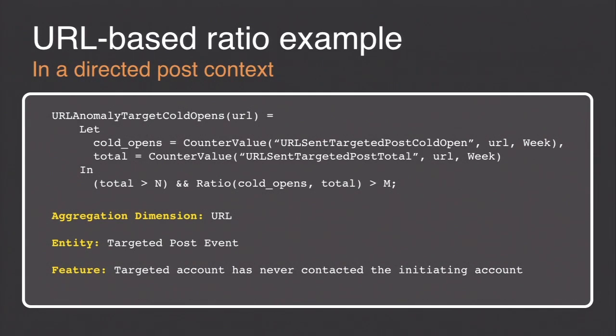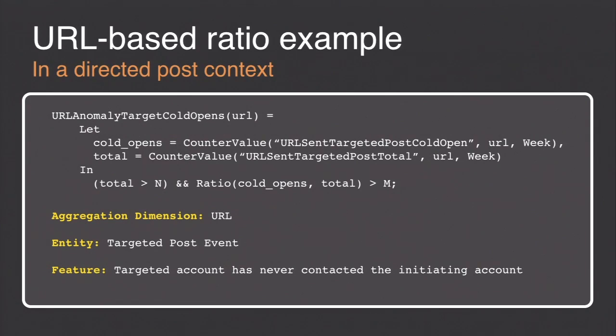So how do we track this? We can track this using just two counters. Your aggregation dimension is your URL. Your entity is the targeted post event. Your feature is cold open, and then you just bump two counters: one for how many total times you have seen this URL in some kind of targeted post, and how many times you have seen it in the context of a cold open. If the majority of the time it's a cold open, you're in a bit of a suspicious state, and you can propagate that badness either back to the users that are sending it, or to the URL itself, or what have you.